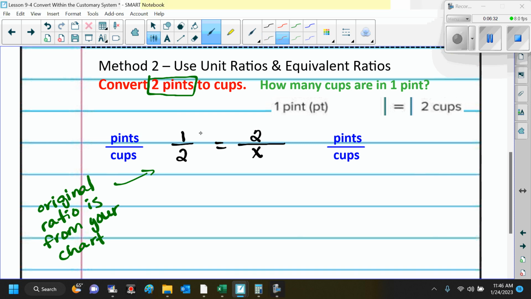All right. Remember how we did it last time. How do I get from 1 to 2? Multiply by 2. Very good. So if I multiply by 2 up there, I'm going to multiply by 2 down here, and that's going to get us to our x. So x is equal to 2 times 2, which is 4. And my units, of course, is for what? Cups. Very good.